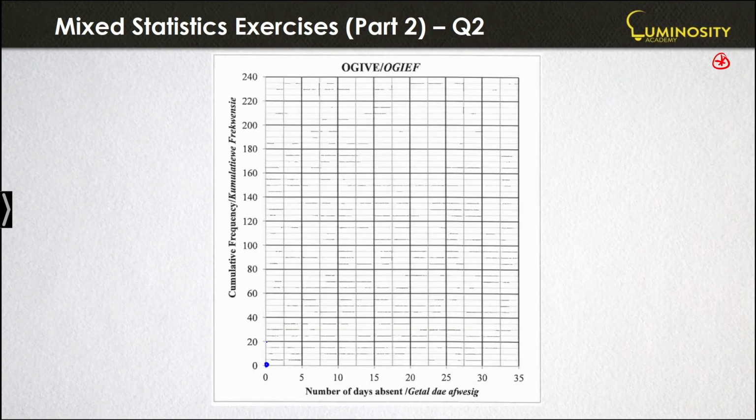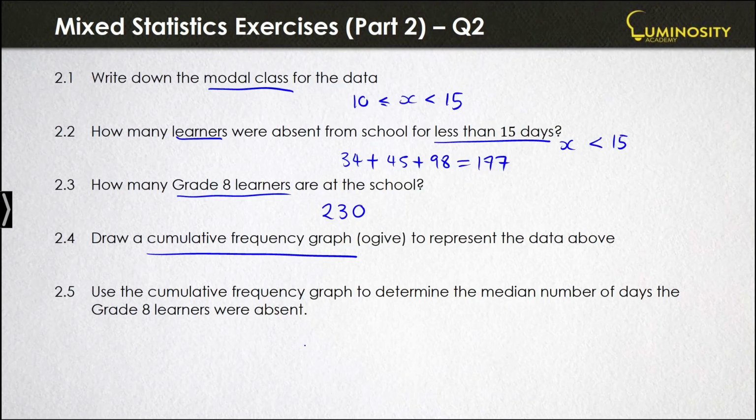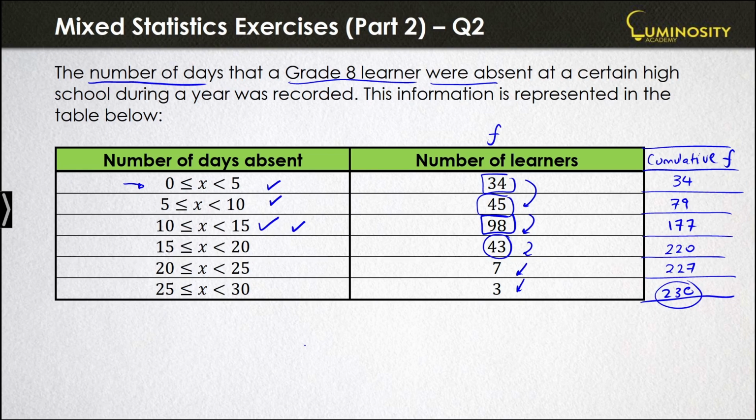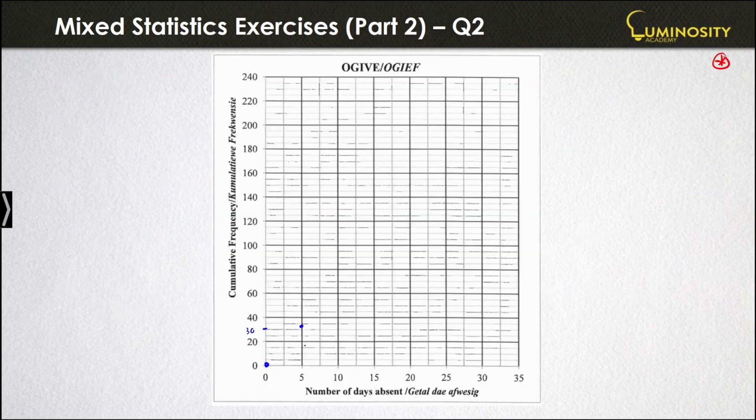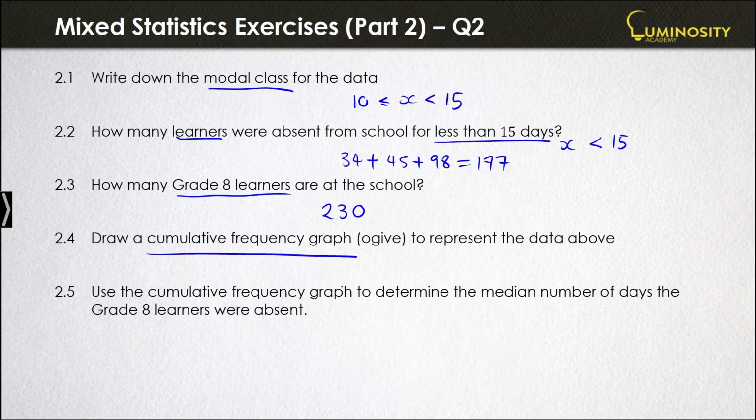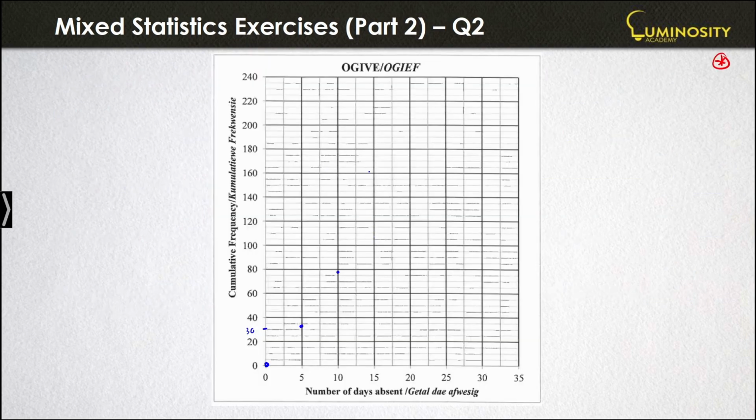So 34 is a bit above 30, which is halfway, so it's about here. Try to be as accurate as possible when they give you a paper like this that you can draw on, so you can make accurate dots. The next one is at the endpoint of 10, where we have 79, which is very close to 80, so it's over there. Then the endpoint 15 goes to 177, which is very close to 180, so I would say it's about there.